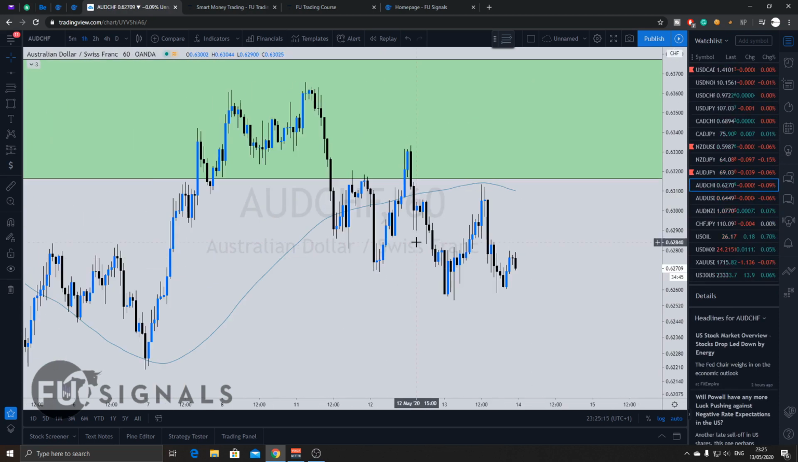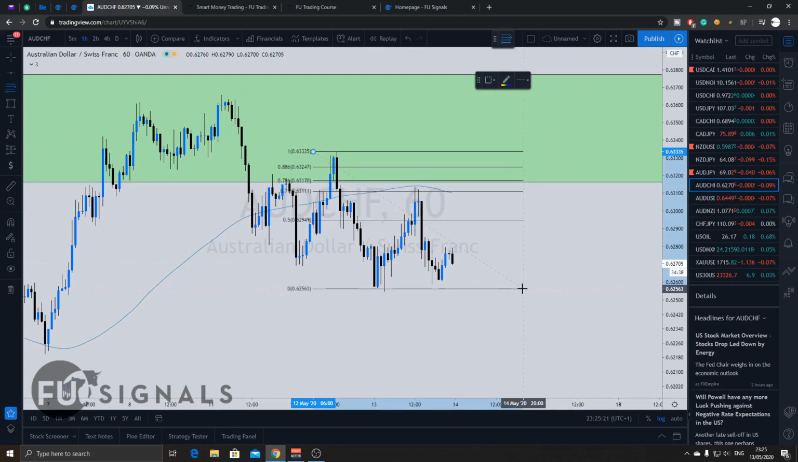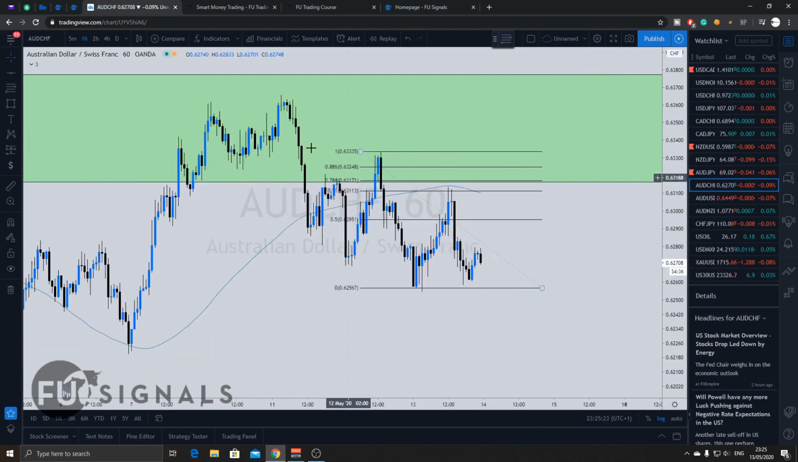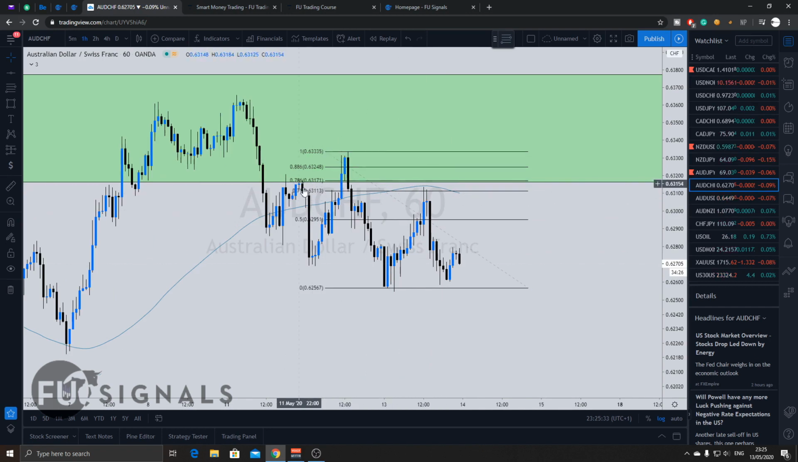Another example would be AUD-CHF. So from this low to this high, price is clearly bearish on AUD-CHF, creating a lower high, a lower low. We mark this high to this low. We look to sell on that pullback. Price pulls back beautifully to the 0.71, absolute sniper entry, and price starts dropping once again.